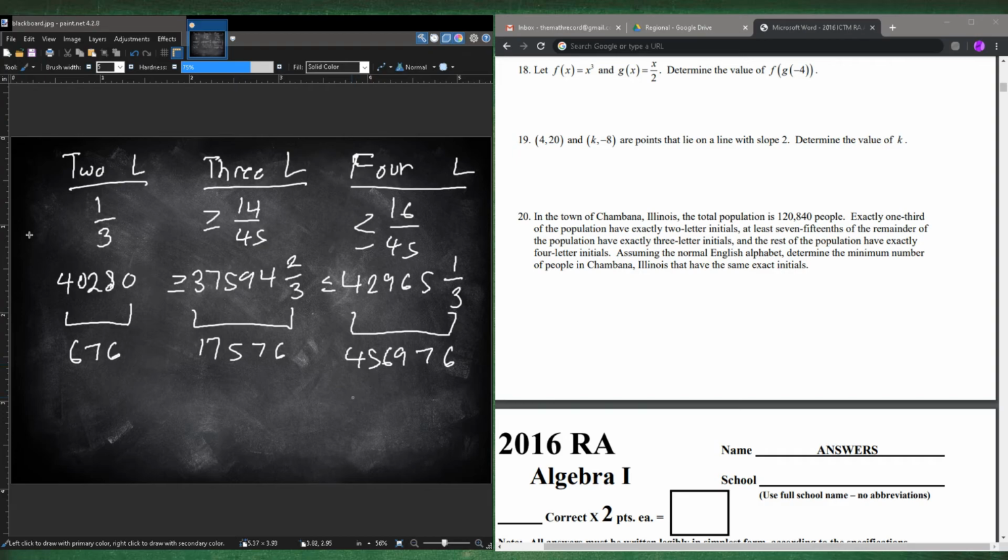And the maximum for four letters is equal to 456,976. Okay. So what we're going to do is divide each of these numbers by this, right? Because that will be the minimum amount. So 40,280 divided by 676, and that is equal to about 59. Okay. And then we have 3, 5, 7.